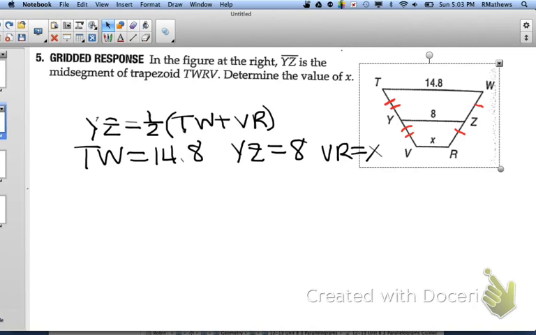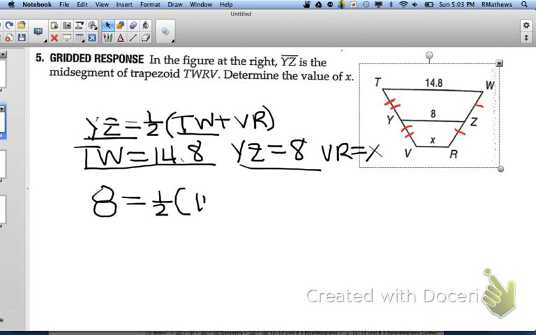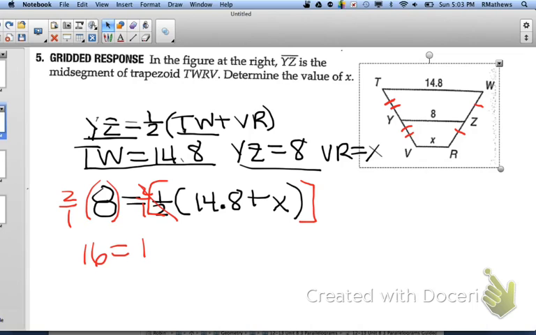And now we can just start plugging things in. Okay. So YZ is 8, so I'm going to put that in first, equals 1/2 times TW, so there's TW, 14.8, plus VR, and in this case it's X. Okay, so I want to get rid of the 1/2 that's being multiplied on the right side, and so I can just multiply both sides by 2/1. So this is going to give me 16 on the left. The 2's will cancel on the right, and I'm left with 14.8 plus X. Now I just simply subtract the 14.8 from both sides of the equal sign. So X equals 1.2.